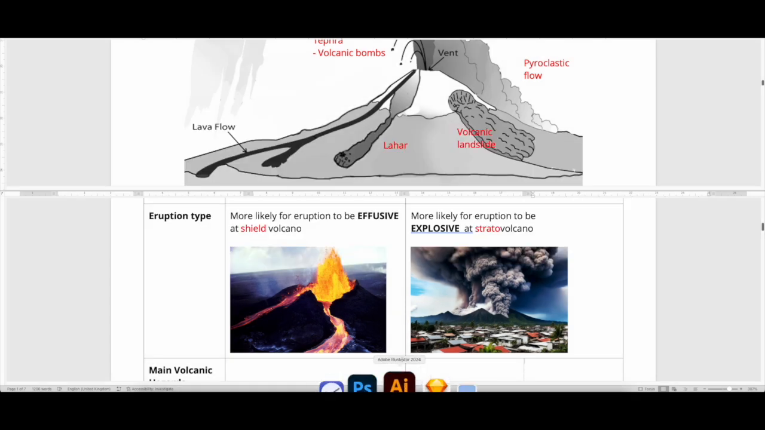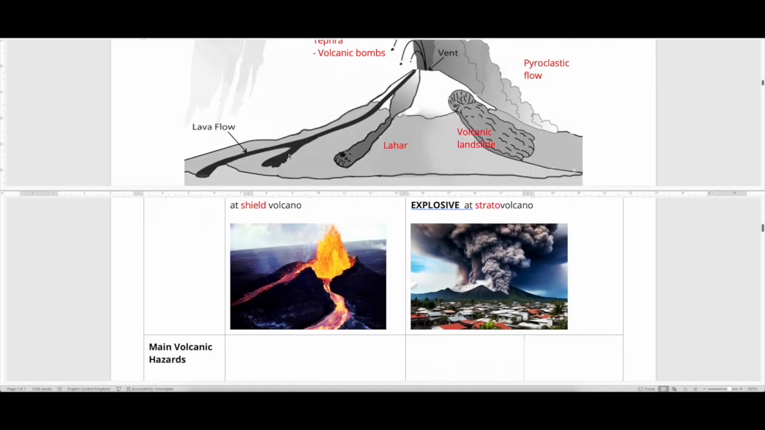Okay, are you done? Right, let's give it a try. Lava flow, as you can see, because at shield volcano, it's low viscosity, it can flow very far. So this is one of the main volcanic hazards there. Less so at strato because it's very hard to flow. Most of the time, the lava won't go beyond the slopes of the volcano.